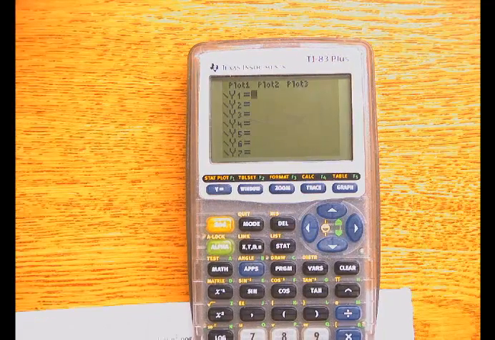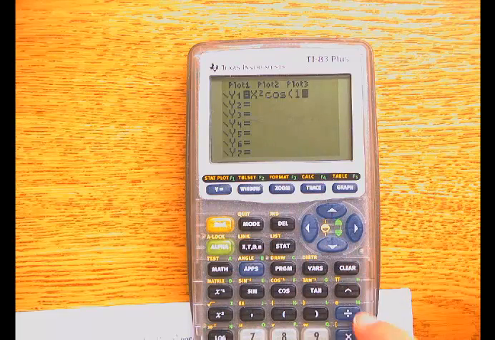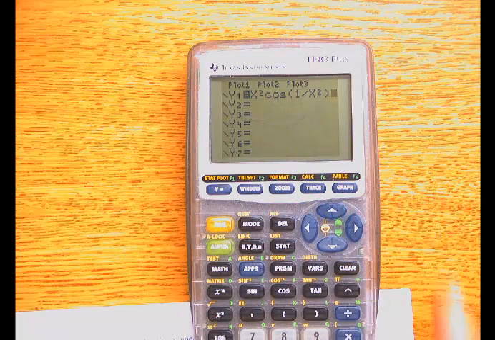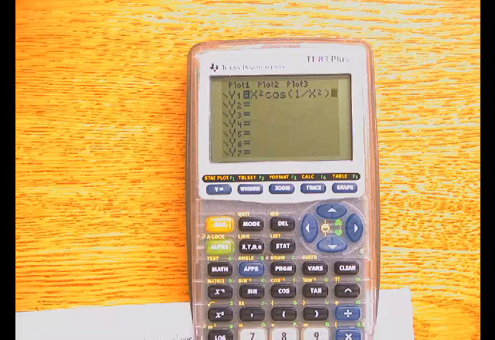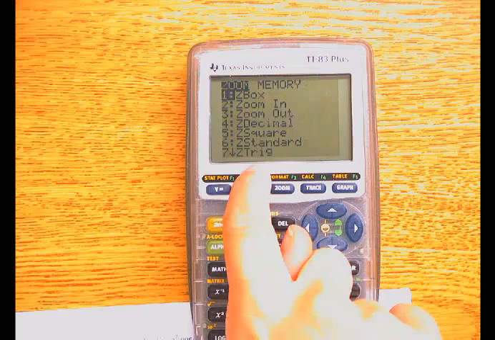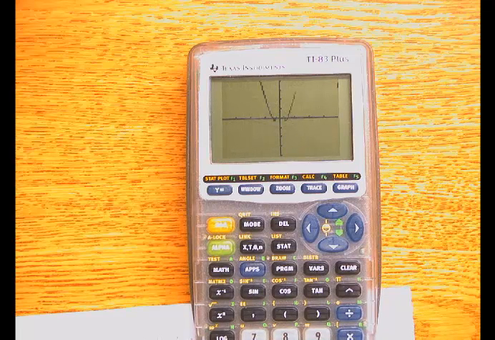So I'm going to go ahead and just type in the equation that was there, x squared times cosine of 1 divided by x squared. Okay, so there we have our equation. And I'm going to go ahead and hit zoom 7 because that's the trig viewing window. It sets your axes up to match more of the trig function. So there, that's what our function looks like.